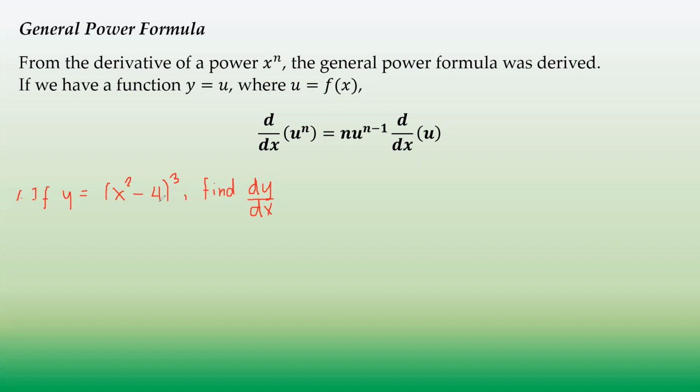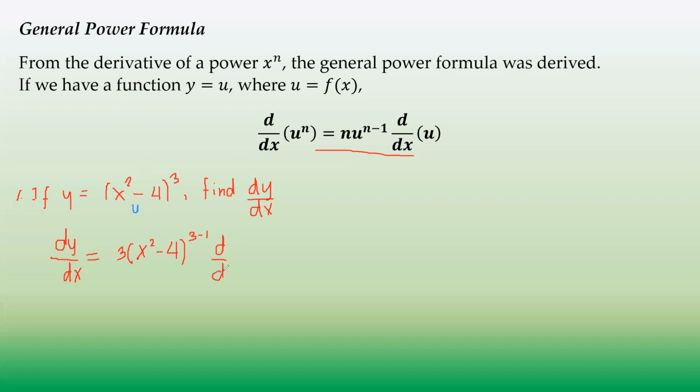Dito, pwede tayong magpalit ng variable. Pwede tayong mag-u, or pwede mo i-apply agad yung formula natin. This is u raised to n. This is y equals u cube. So yun ang meron tayo dyan. Then, applying this formula, differentiate natin. The derivative of y with respect to x is equal to 3 times u, which is x squared minus 4, raised to n minus 1. So we have 3 minus 1, times derivative pa ng u.